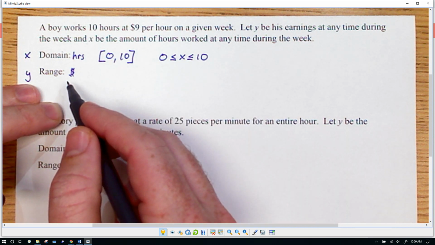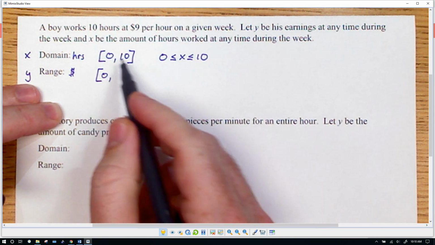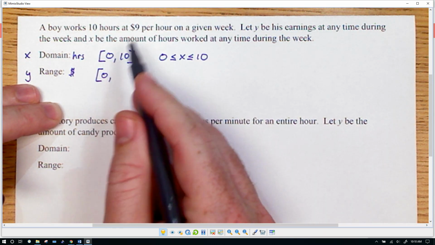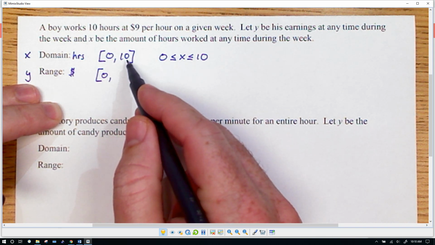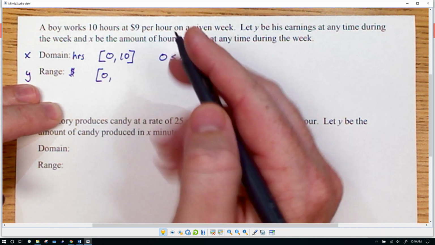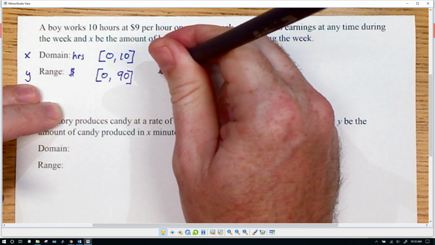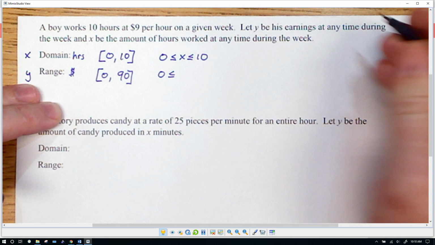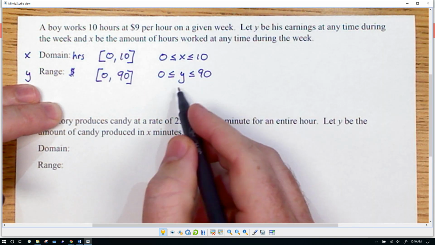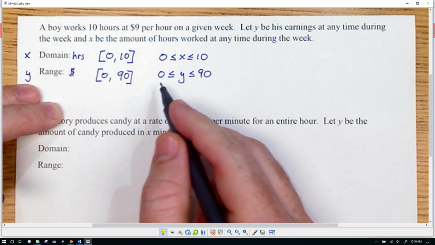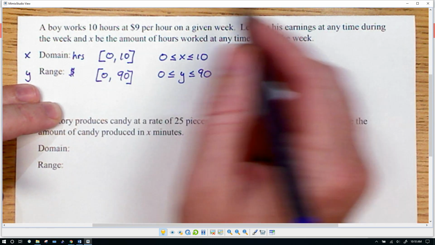The range is how much money he made. Well, the lowest he makes is 0, because when he first starts working, he has 0 hours, and 0 times 9 is going to give us 0. The most he can work is 10 hours. 10 times 9 is going to give us a total of $90, the maximum he can earn. So this compound inequality will look like this. The Y value is greater than or equal to 0, but less than or equal to 90. Okay, so that is our domain and range for this specific problem.